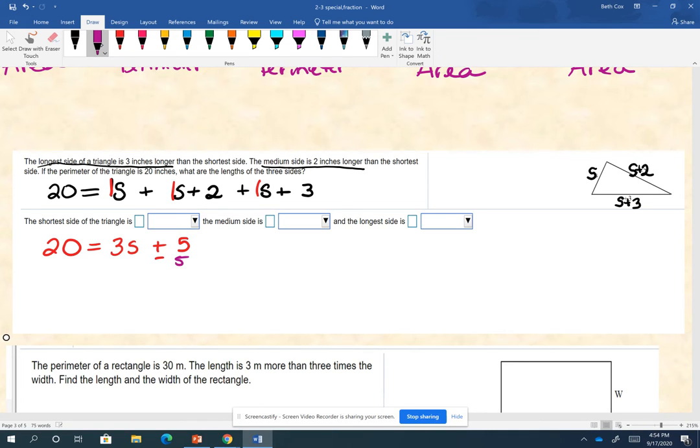We're going to subtract 5 on both sides because we're getting our variable, which is S, by itself. And then we're going to divide both sides by 3. And we get that S is 5. Okay, so this is 5. And these are inches. These are inches.